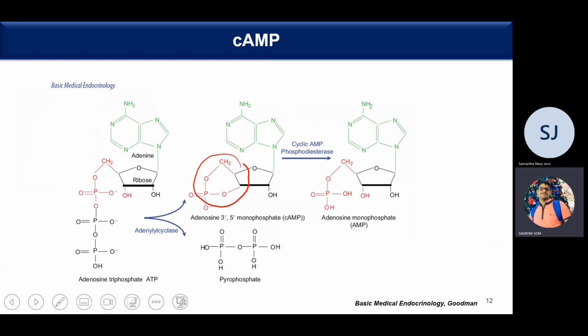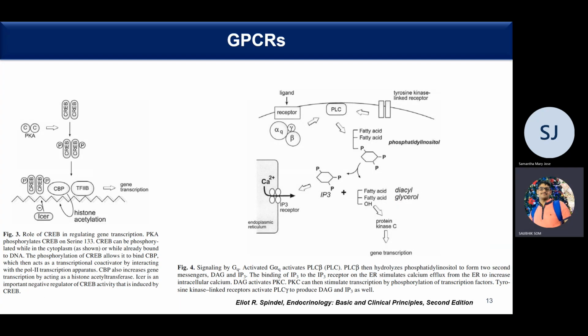And this cyclic AMP and the activated protein kinase A then phosphorylates transcription factor CREB, which recruits its associated protein CBP or CREB binding protein. Sorry, and so CREB full form is cyclic AMP response element binding protein. Okay. So then the CREB with CBP goes and binds to the DNA, recruits the transcription factor TFIIB, and activates the gene transcription. And as we can see the G alpha Q signaling, the G alpha Q, it activates the phospholipase C gamma or PLC gamma.